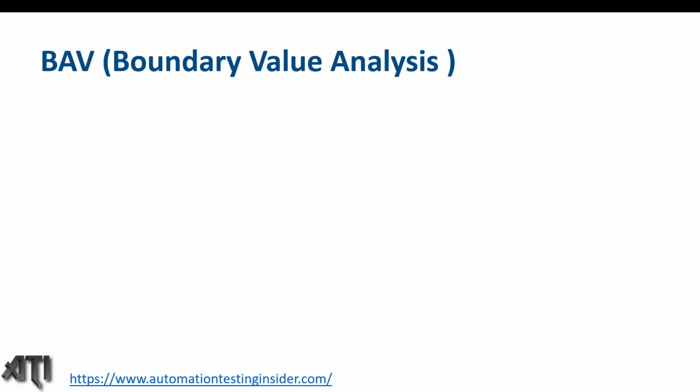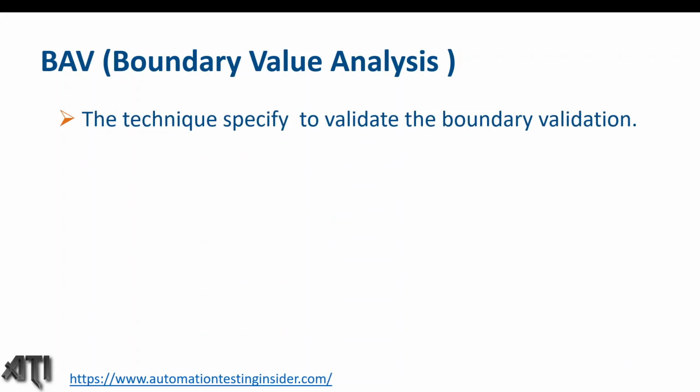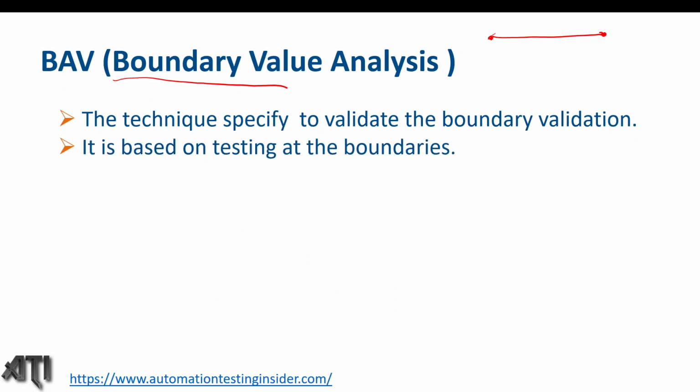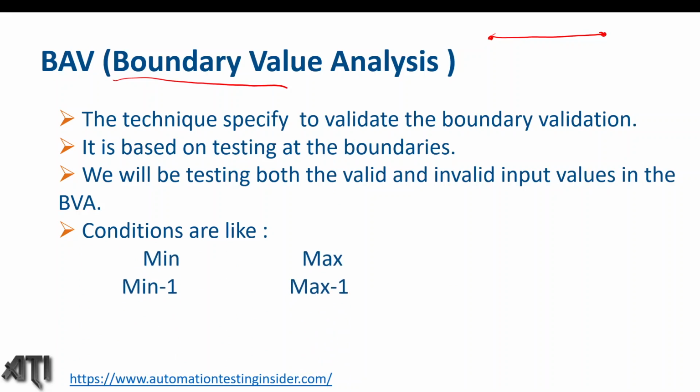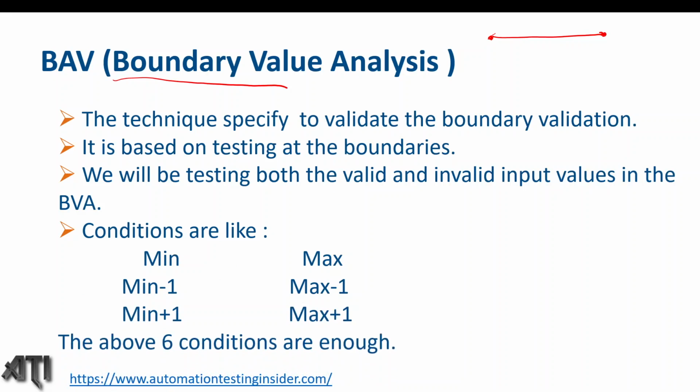So let's talk about boundary value analysis. The technique is specified to validate the boundary validations, correct? The name itself says boundary value analysis. So we test the application for a particular field on its boundaries, right? That is nothing but boundary value analysis. It is based on testing at the boundaries. We will be testing both the valid and invalid input values. Now the conditions are minimum, maximum, minimum -1, maximum -1, minimum +1, maximum +1. So these are the 6 conditions.